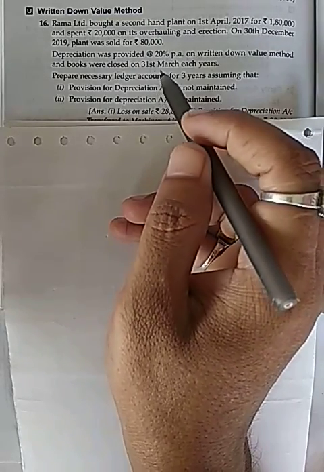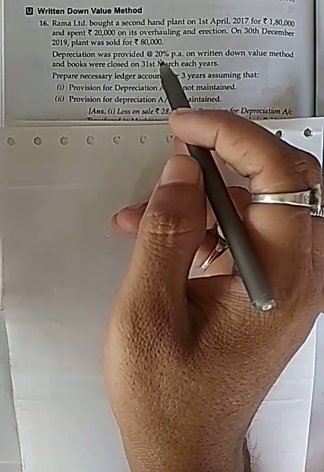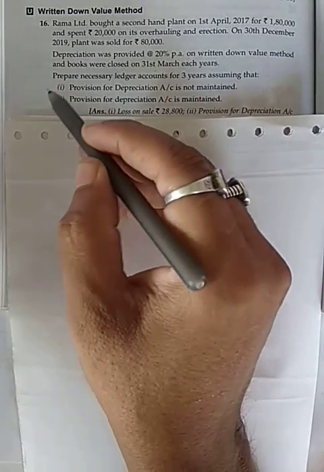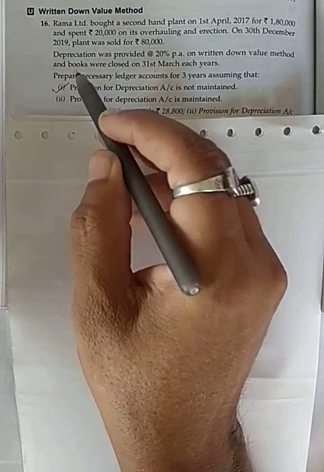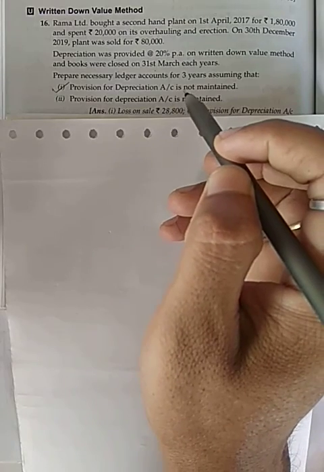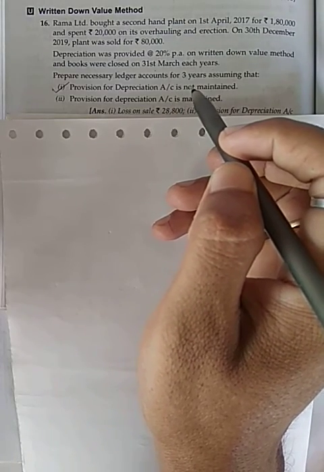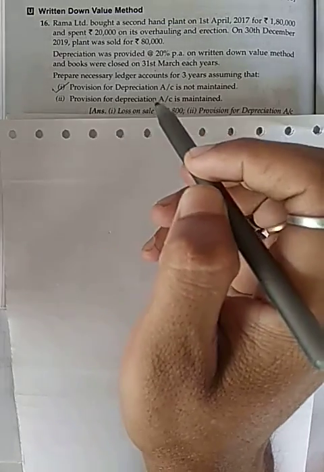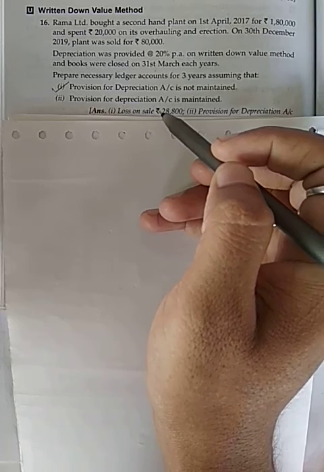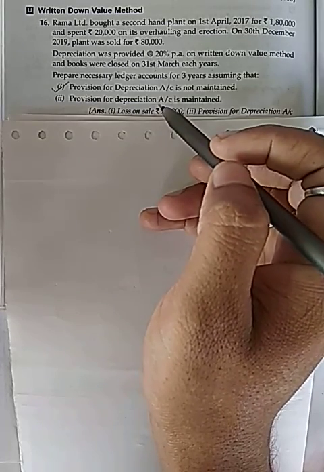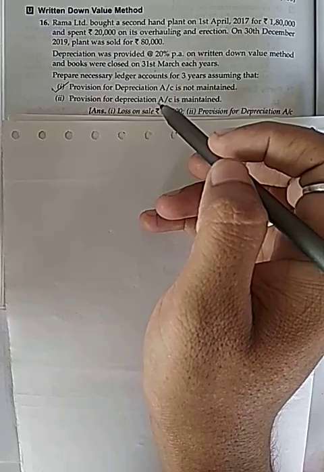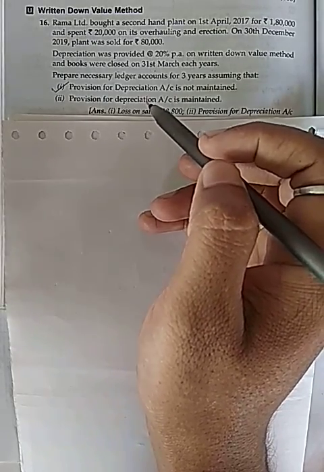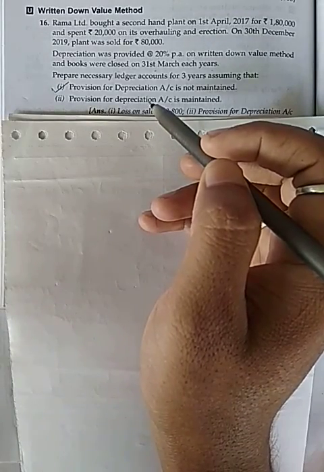So, solution of this question: first we have to prepare the format. In the first case we have to prepare only one account, that will be the plant account, and in the second case we will mention the provision for depreciation account. So we will prepare two accounts, the machine account and the provision for depreciation account, both. So let us see the format.